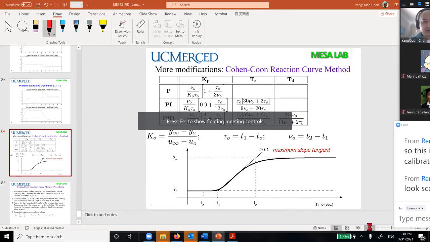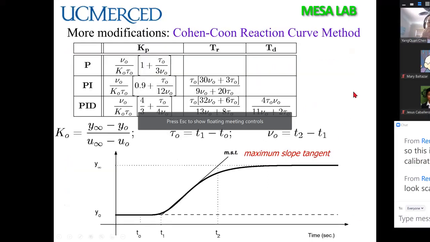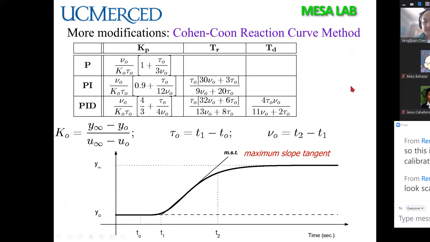Can you see this table? Basically, you have a reaction curve. You do a K0, which is this. Then you get tau 0, which is T1 divided by T0. This is a tangent with maximum slope. That is the peak slope point.